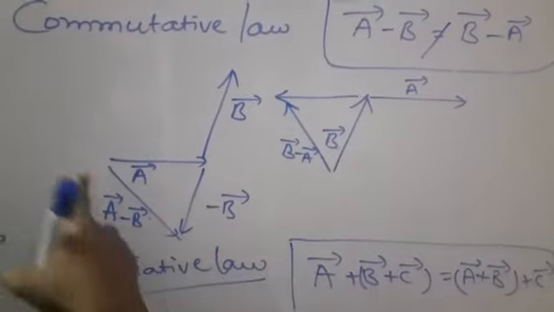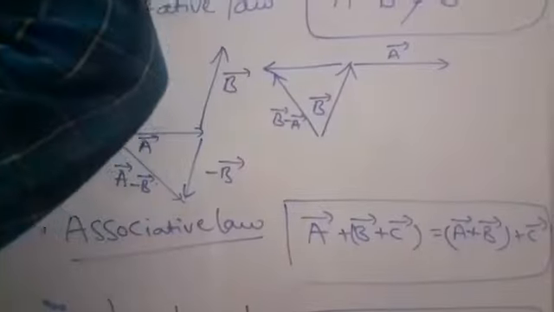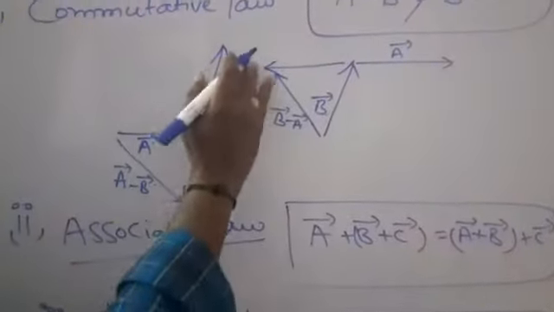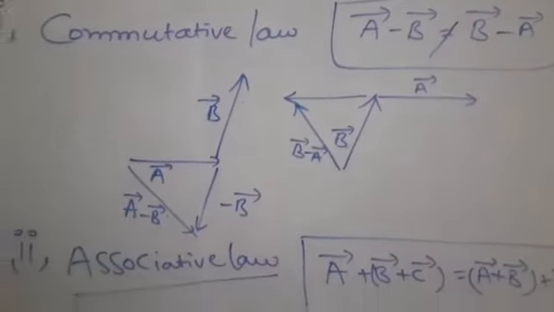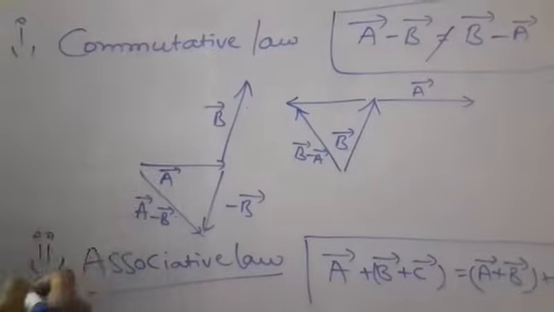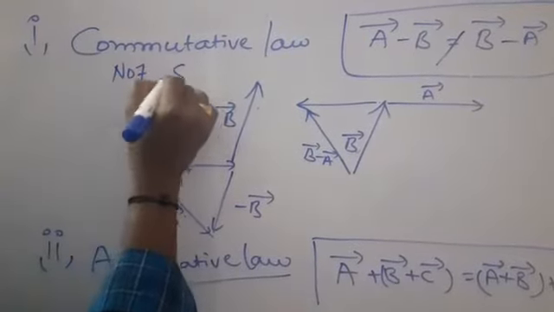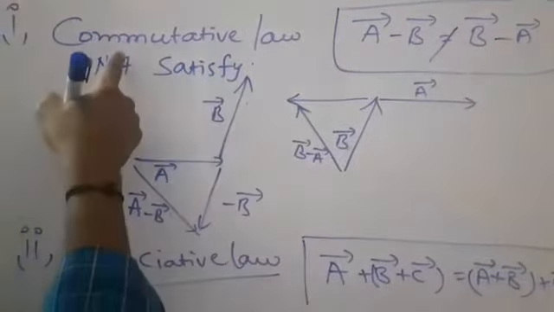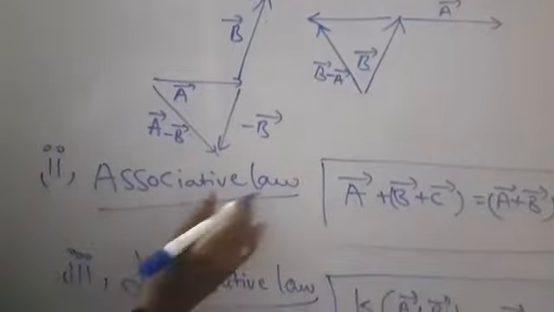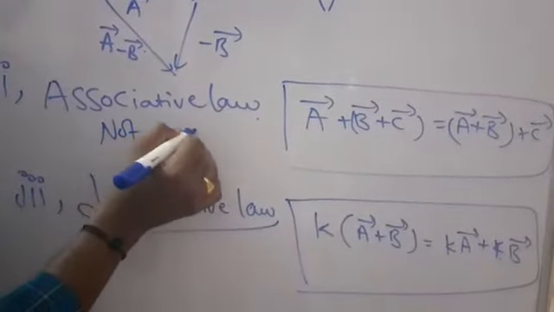Here A bar minus B bar, the result is down. Here B bar minus A bar, the result is up. Okay, so they are not satisfying this. The commutative law is not satisfying. Okay, next, the associative law is also not satisfying.